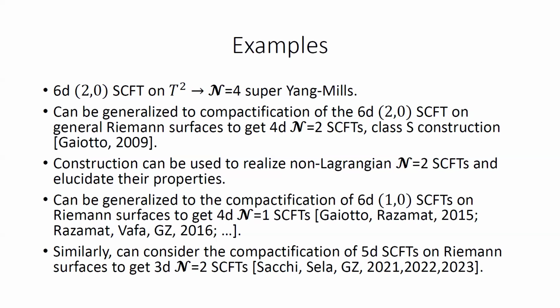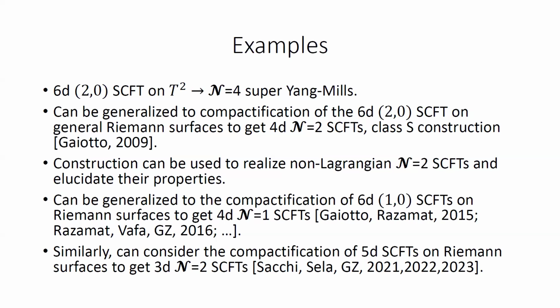Now, this idea we try to generalize in various directions. The simplest generalization is to just keep the (2,0) theory, but change the torus to some more general Riemann surface. This, of course, leads to the well-known class S construction, where you engineer N=2 theories by compactifying the (2,0) theory on Riemann surfaces.